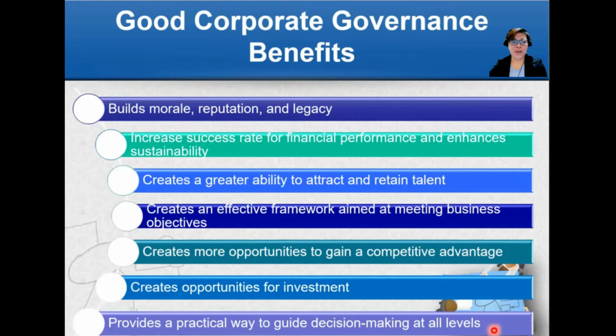Then lastly, provides a practical way to guide decision making at all levels. Okay, so the ability to make informed decisions can quickly improve performance and reduce the effect of potential failures. One way to promote this kind of decision making ability is to ensure that information is readily available to key stakeholders. An example for this is the culture of transparency.